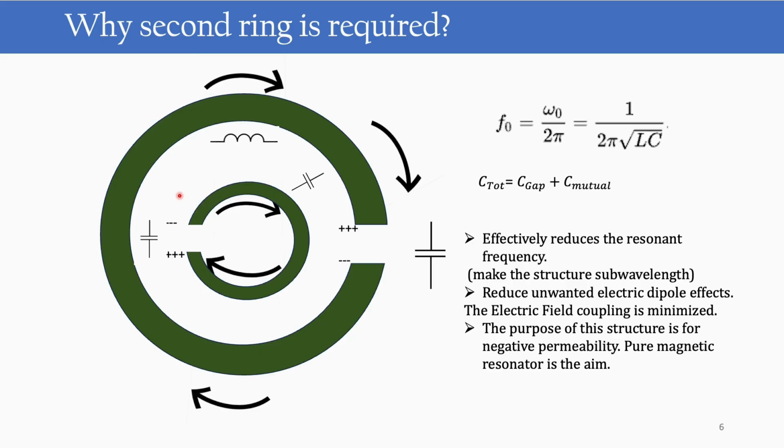And here we can see that as the area occupied by this structure is very large, this capacitance effect is also large. So in effect, the total capacitance is this gap capacitance and the mutual capacitance. Because of the increase in the total capacitance, the resonance frequency is further reduced. So we are able to achieve the sub-wavelength structure condition here.